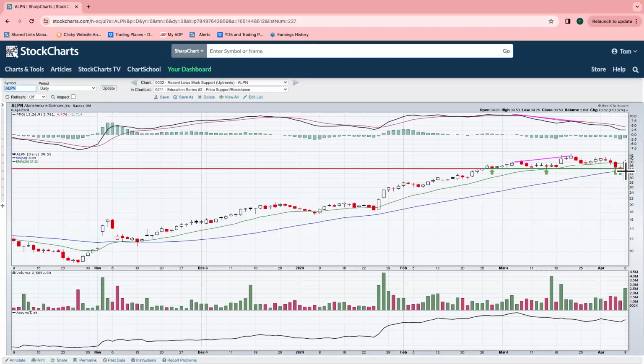If you'd gotten in on this stock today at price support and near the 50-day moving average, you would have essentially made 10% in a day. And I see it all the time off of price support.